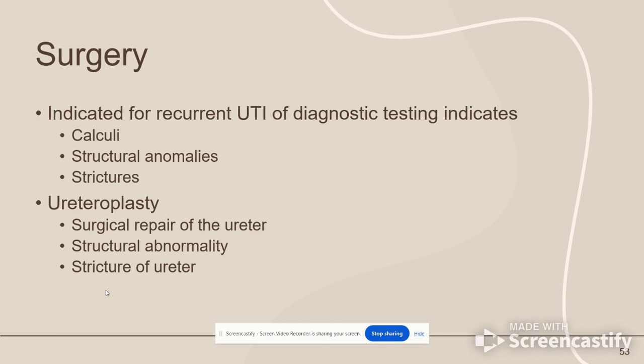And then some surgery is indicated if recurrent UTI, if diagnostic tests indicate calculi, again, structural anomalies or strictures. There's percutaneous ultrasonic pyelolithotomy, which is removal of large kidney stones. They can have something called ureteroplasty. It's a surgical repair of the ureter for structural abnormalities and strictures of the ureter.